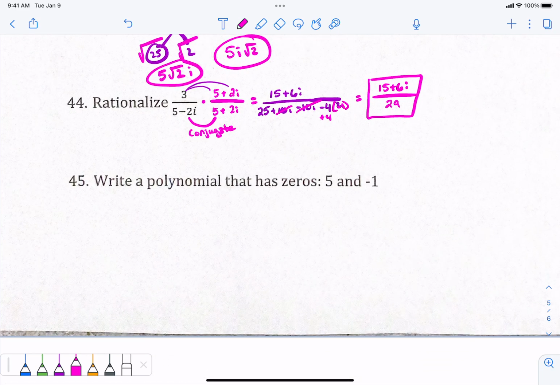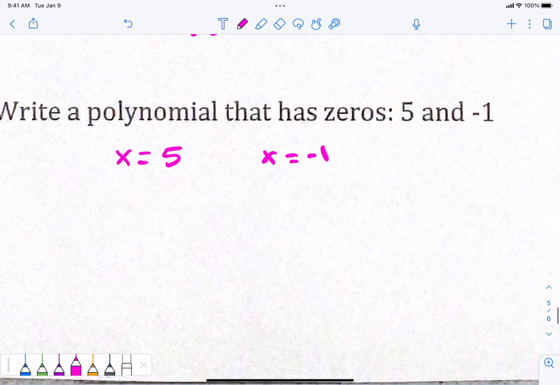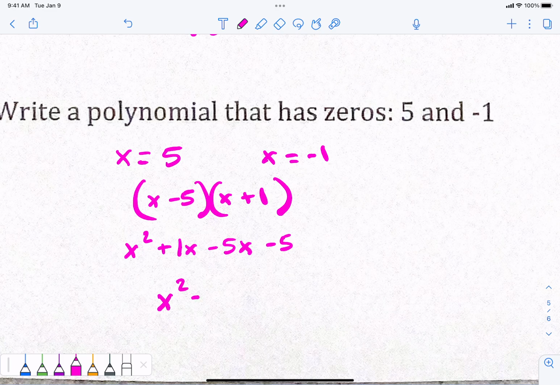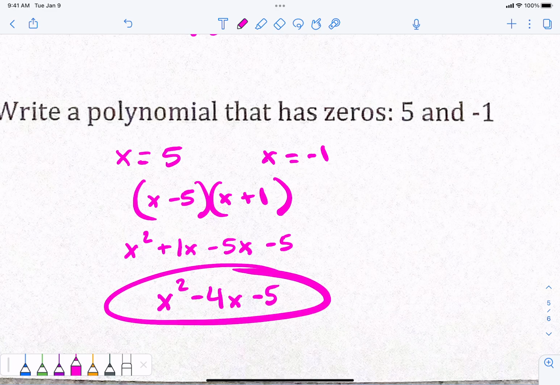All right, 45. Write a polynomial that has zeros that are 5 and negative 1. Where do you start? Set x equal to 5 and x equals negative 1. Then your factors are x minus 5 and x plus 1. Then we FOIL: x squared plus 1x minus 5x minus 5. Some of you can do that in your head. It's x squared minus 4x minus 5. Good? We're done now.